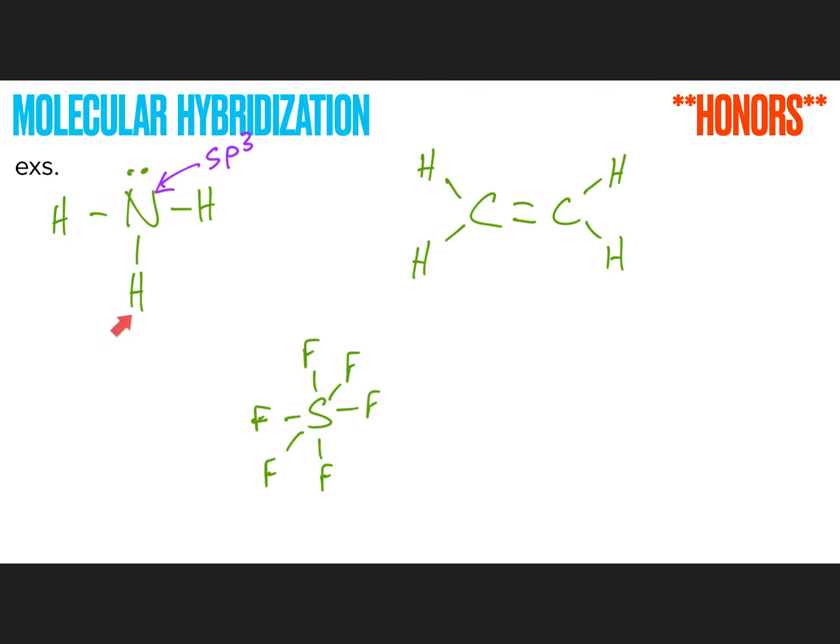Now pause the video and try to find the hybridization of just the hydrogen in this compound. When you look at the hydrogen, you'll notice there's just 1 bond on it and no lone pairs. So the hybridization of hydrogen in every compound is just an s hybridization. Hydrogen cannot take on any p orbitals at all.